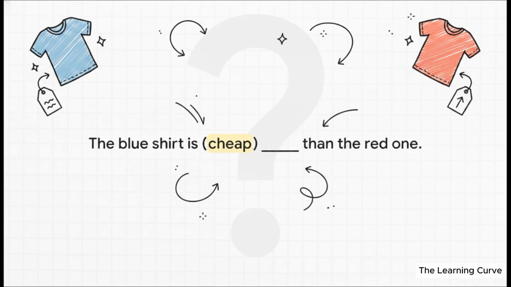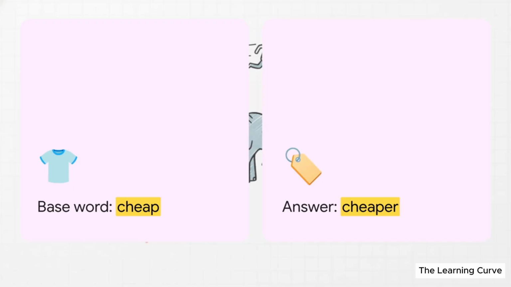Here's your next challenge. We have a blue shirt and a red shirt. The adjective we want to use is cheap. What comparative spell are we going to cast on the word cheap to make this sentence grammatically perfect? Exactly. This is another classic Rule 1 application. Cheap is one syllable. We simply add an ER to give us cheaper. The blue shirt is cheaper than the red one. Also notice how our magic word than is sitting right there in the sentence, bridging the two shirts together.